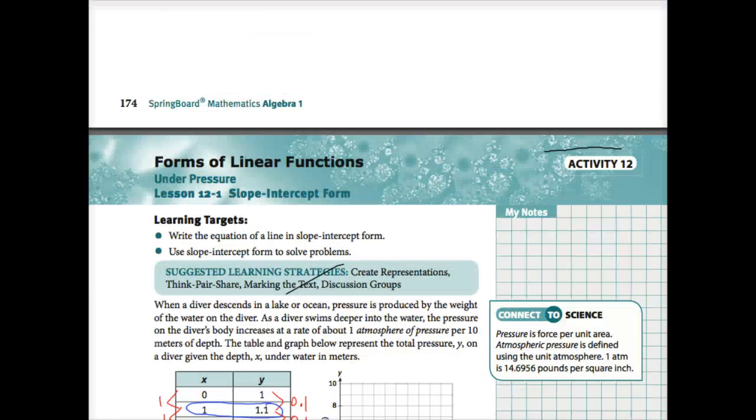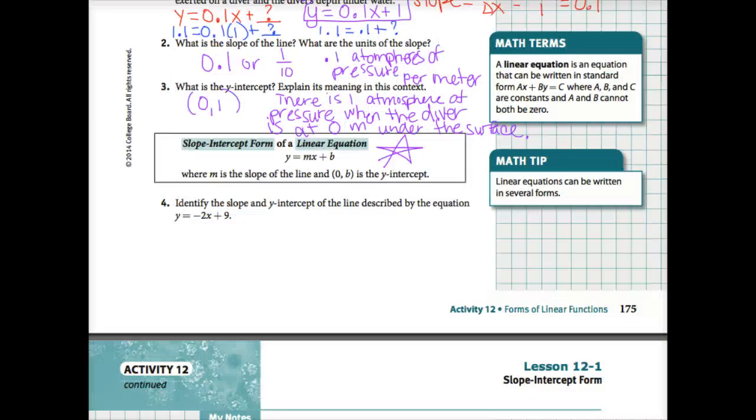So if we look at number 4, it's asking us to identify the slope and the y-intercept of the line described by this equation, y = -2x + 9. So slope is the m, that should be the coefficient on the x, so in this case that's -2. So I can just write m = -2, that means slope. And then the y-intercept, I don't just write b equals, I need to list it because it's an intercept. The b value is 9, and so when I list my y-intercept, I list (0, 9) for that.